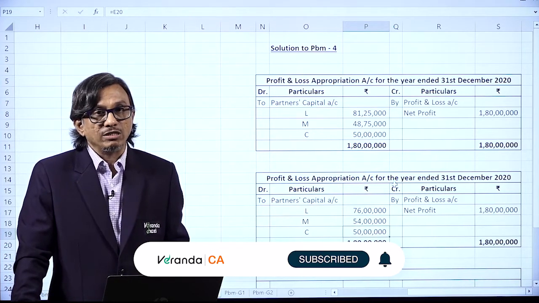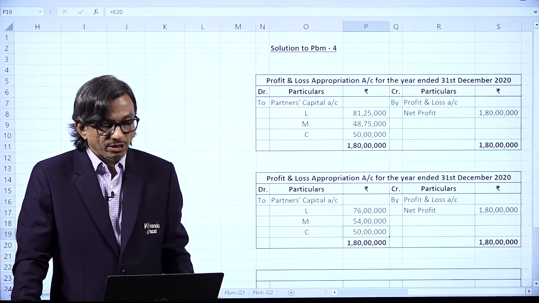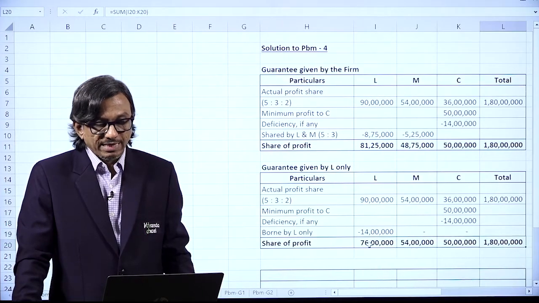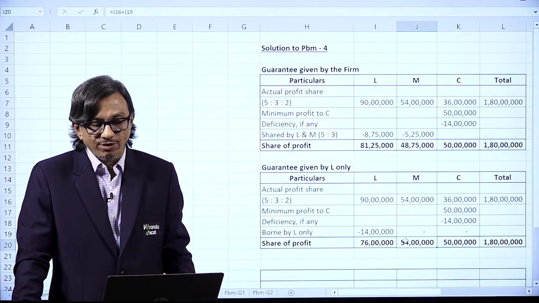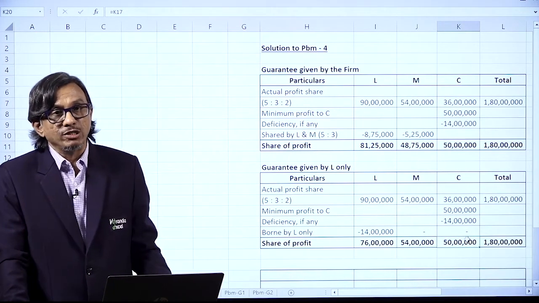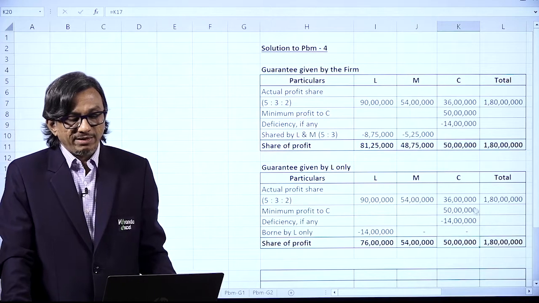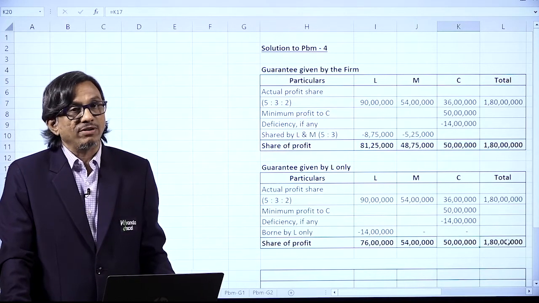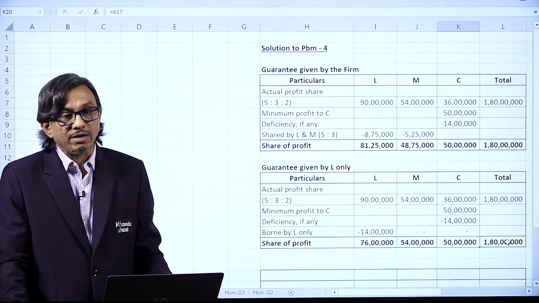From where I got these numbers? I got these numbers from this calculation. L 76, M 54, C 50. What is the minimum profit guaranteed to C? 50 lakhs. Is it given? Yes, it is given. Whether the profit is completely shared among the partners?